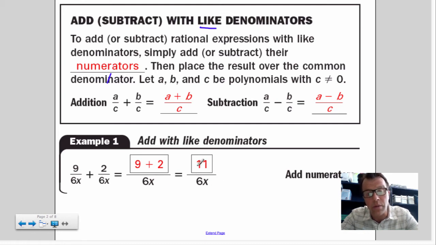You really should check though. Imagine if this had come out to 15 over 6x. You could reduce your final answer. So you always, again, from our lesson today of simplifying, every time you circle your final answer, you really should say, is this in simplified form?